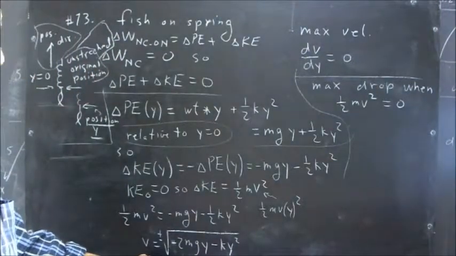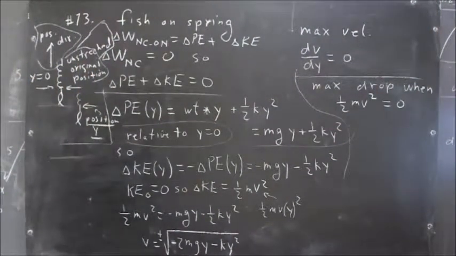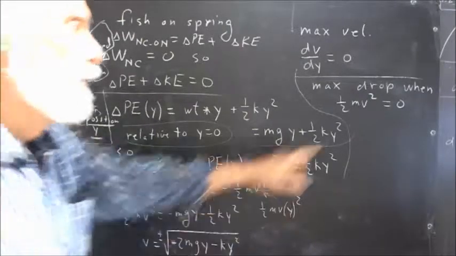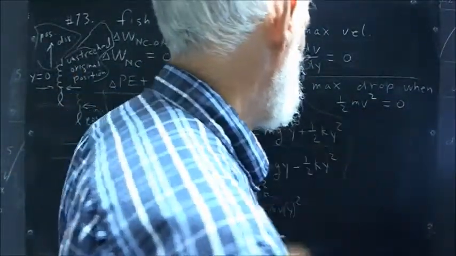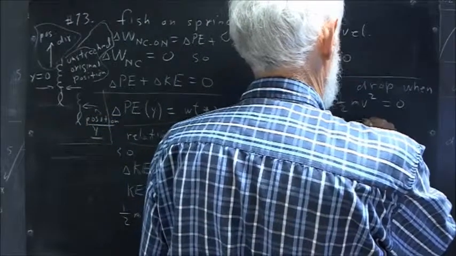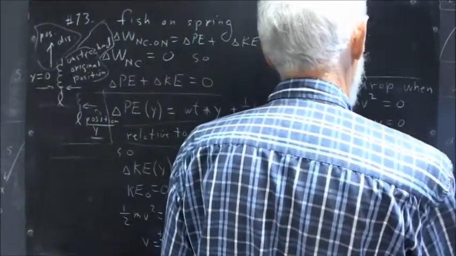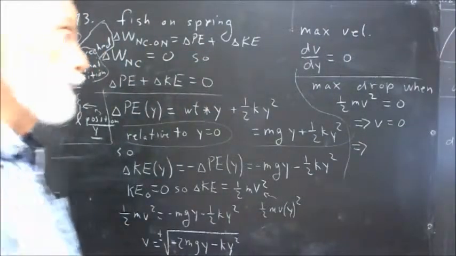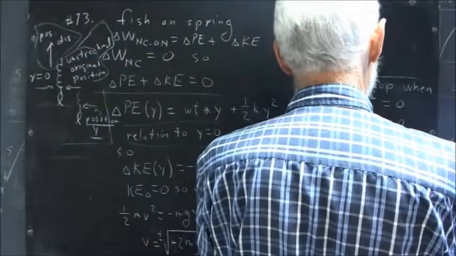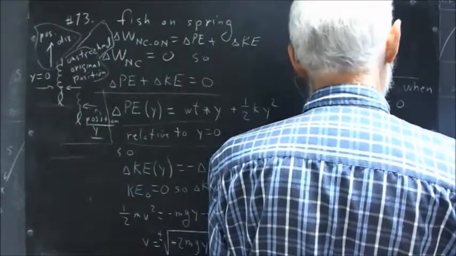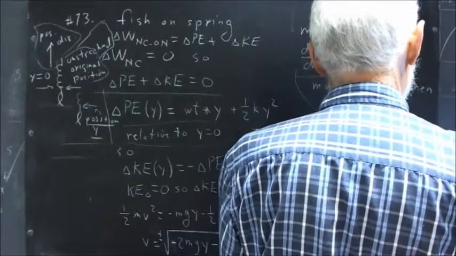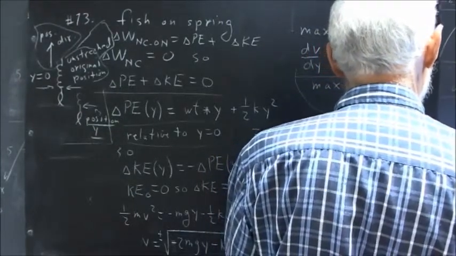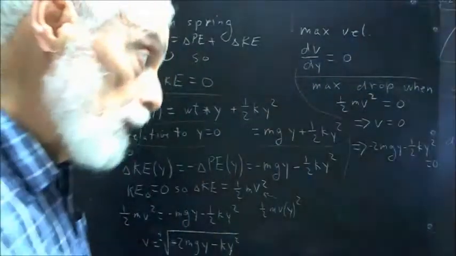If you take the derivative of this function and set it equal to 0, you're going to find, I believe, that it occurs at the point that's halfway to the point where you get the maximum drop. Maximum drop occurs when 1/2 mv squared equals 0. That implies that v equals 0, which implies that the expression under the radical will be 0, so that negative 2mgy minus 1/2 ky squared would equal 0. And we can easily solve that.